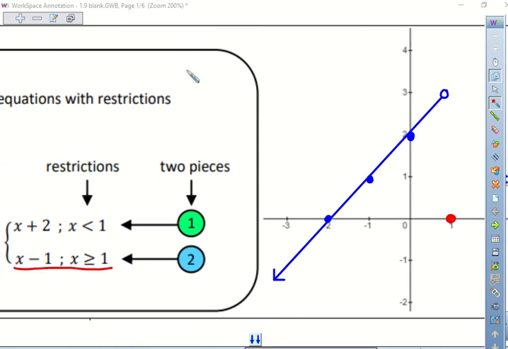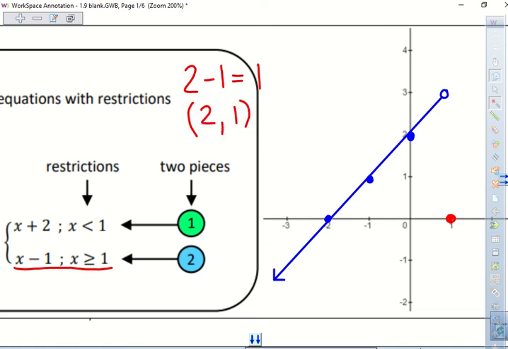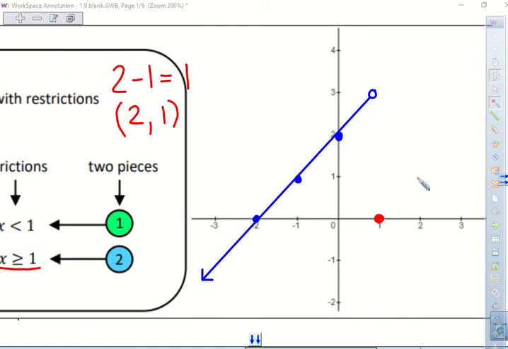So that's going to be 2 minus 1, which is? 1. Good. So my coordinate is going to be? 2, 1. Very good. So I have a point at 2, 1. And then you can see it's just a line with a slope of 1, right? So it's just going to go up 1 over 1.